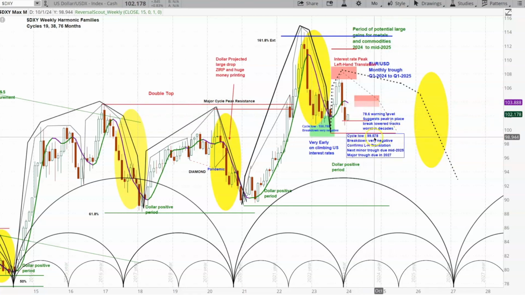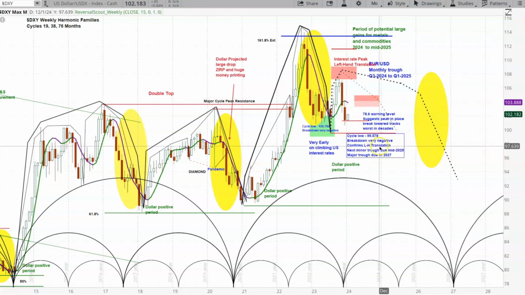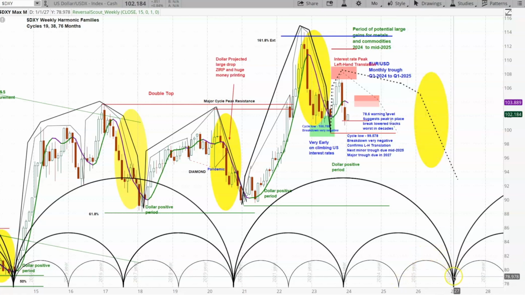If it breaks the cycle low at 99.578, it's extremely negative. Getting down over here warns under the 78.6 that the left-hand translation has formed. Getting under 99.578 puts the final nail in the coffin, and the dollar would be moving down significantly. Next trough, mid-25, followed by major trough out here in the beginning part of 2027, where this time frame to hold. The dollar looks like it's in a lot of trouble.